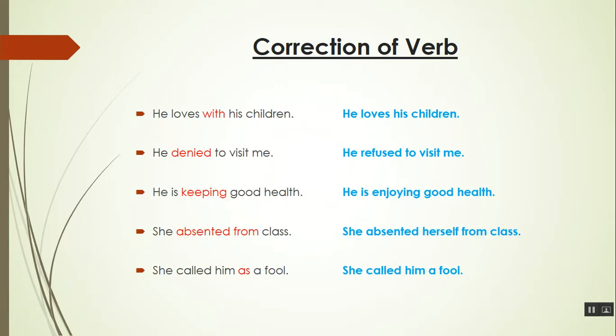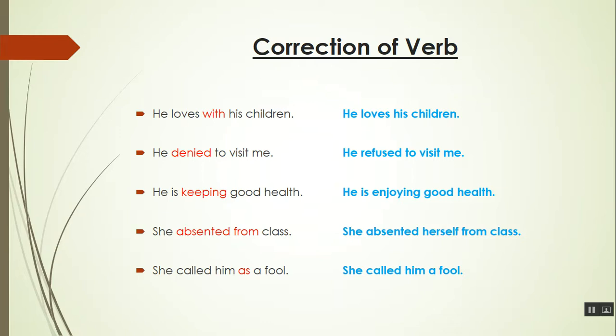There are sentences. First sentence: he loves with his children. Similarly, we are talking about marry. We didn't use any preposition with marry in the previous sentence. Over here, love is also a verb which doesn't need any preposition. He loves with his children would be a wrong sentence. The correct sentence is this: he loves his children. We do not need to put any preposition with love.